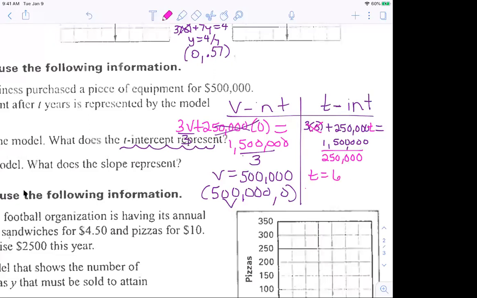All right. So now it says, what does that mean? So this ordered pair would be 0, 6. So I plugged a 0 in for V, I got a T of 6. So those are the two intercepts. What does the T intercept represent? What does it mean in the problem? What's T talking about?